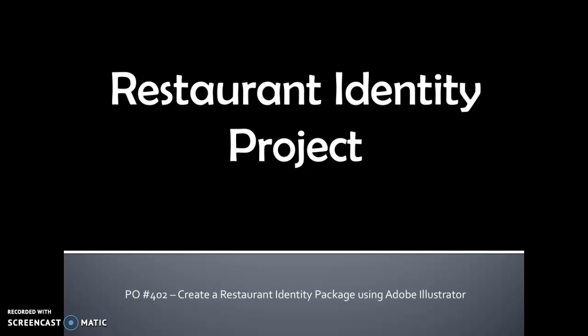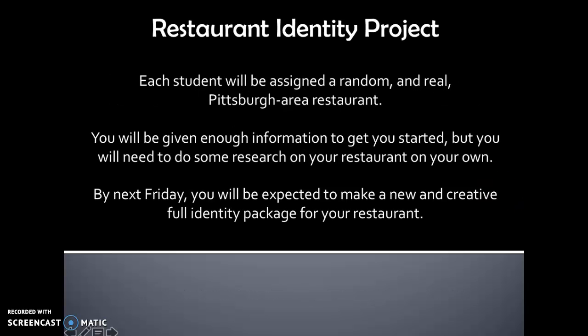Hi, second years. We're going to start talking today about your restaurant identity projects. This is your first second year Illustrator project. For this assignment, you're going to be given a random and real Pittsburgh area restaurant. These aren't chain restaurants. It's not going to be Chili's or McDonald's. You're going to get places like Soba or Casbah or Eleven, things of that nature.